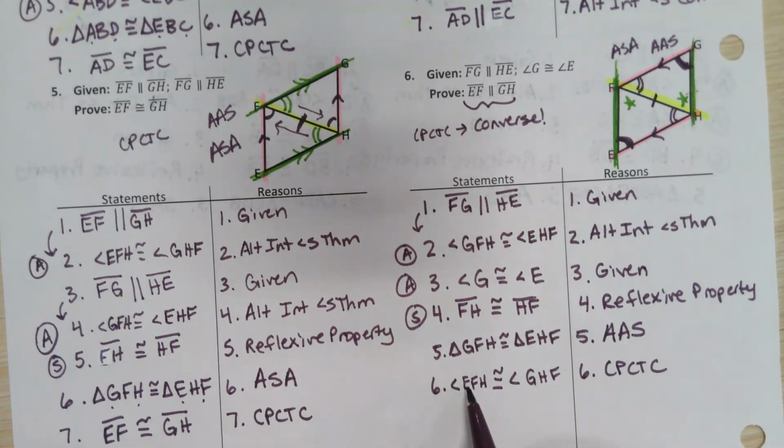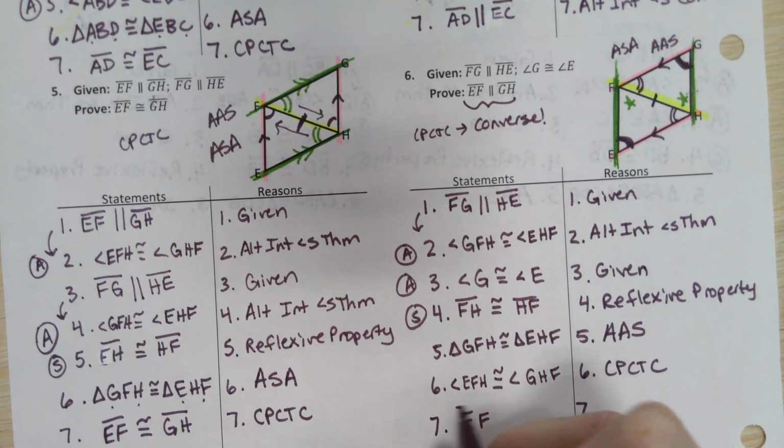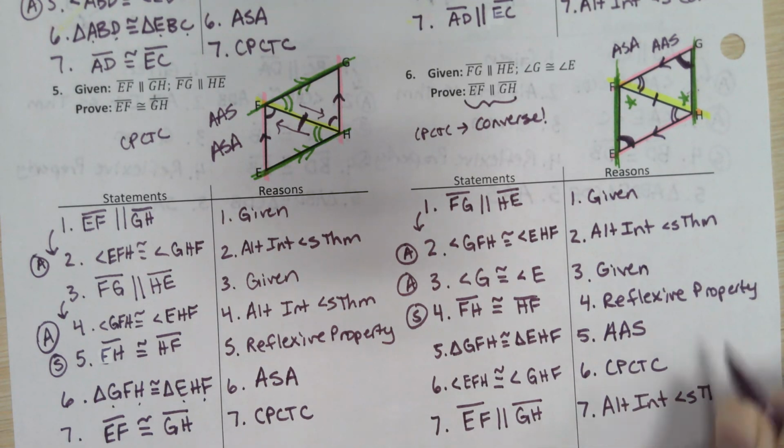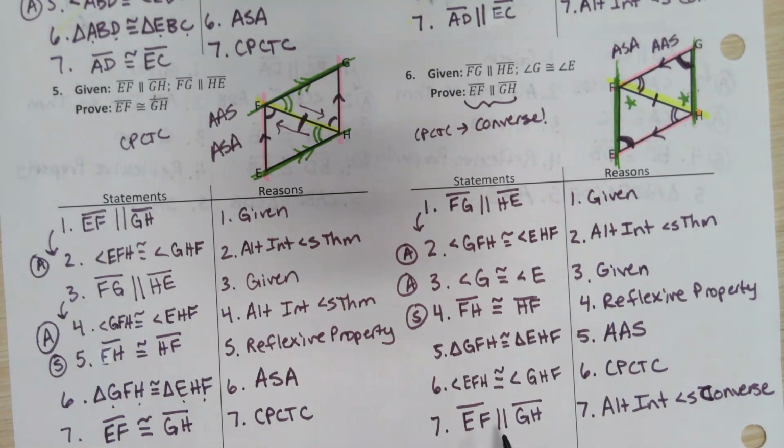The question is, do those correspond? So from E to F to H, first, third, second letter, GHF, first, third, second letter, so it works. That means we're going to be able to make our conclusion that segment EF is parallel to segment GH, not using the alternate interior angles theorem like we did at the top, but converse, because we're starting with the angles and we're ending with those parallel segments.